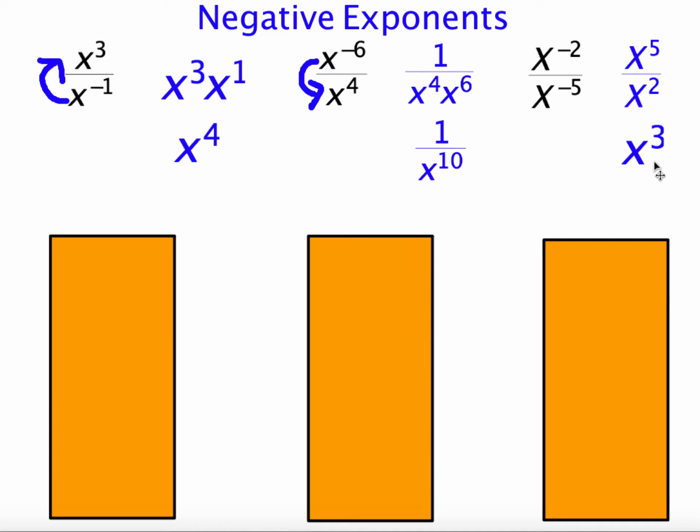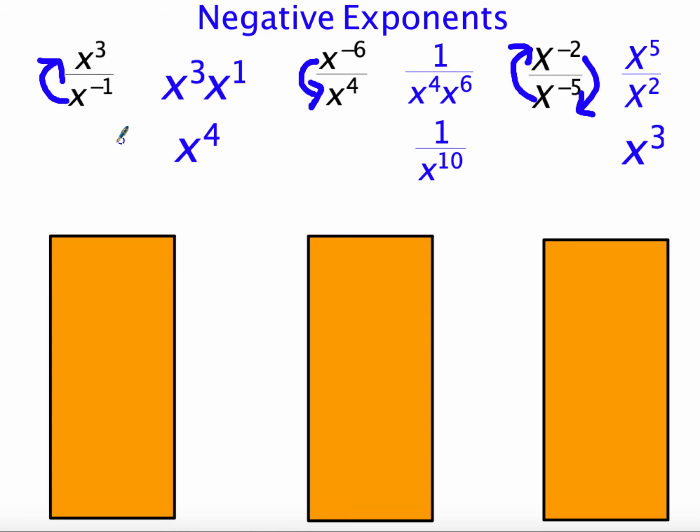Coming back, I hope you have a final answer of x to the 3rd. We moved the x to the 5th to the numerator, the x squared to the denominator, giving us x to the 5th divided by x squared, which by the quotient rule is x to the 3rd.